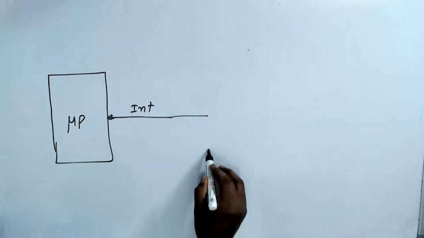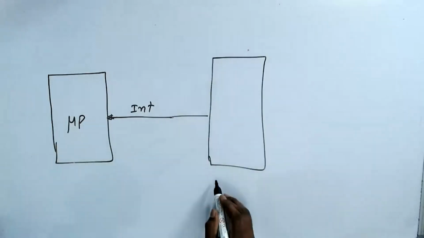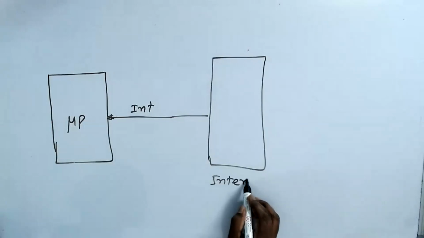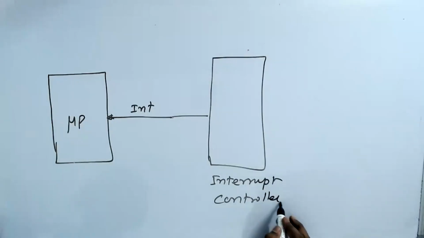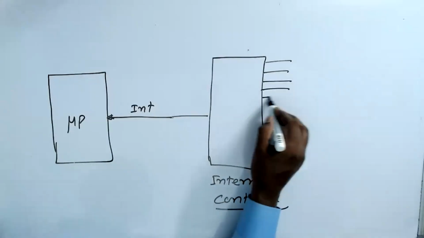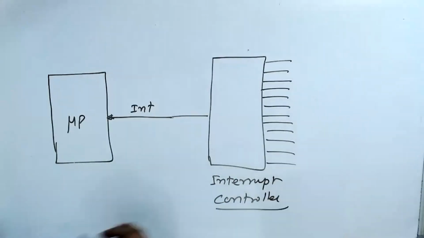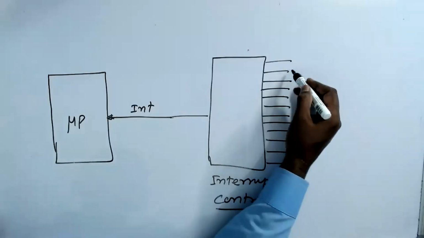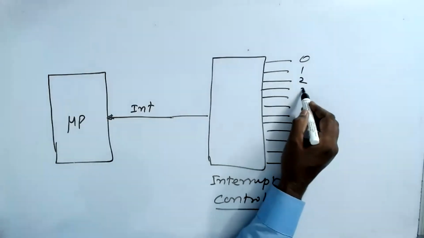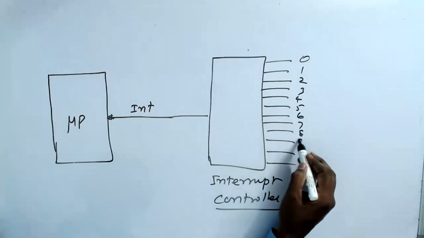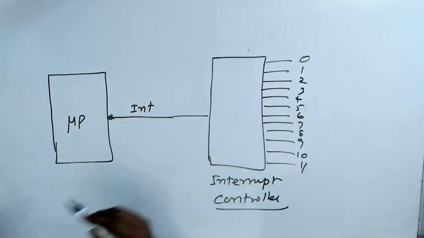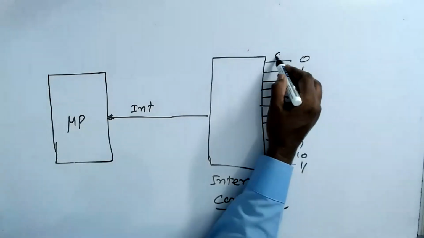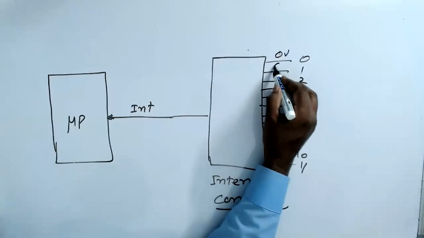But I have another device called an interrupt controller. The interrupt controller will have multiple pins, any number of pins as you wish. Let us assume 0, 1, 2, 3, 4, 5, 6, 7, 8, 9, 10, 11, 12 interrupts. Whenever there is an interrupt, let's say the fifth interrupt becomes 5 volt now. All the other pins are 0 volt.